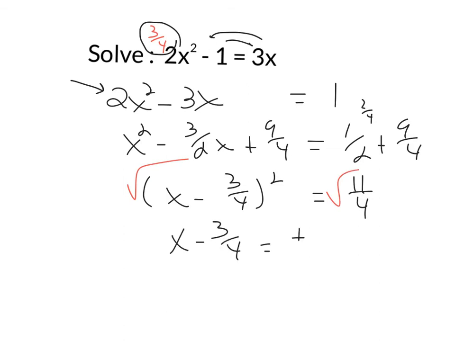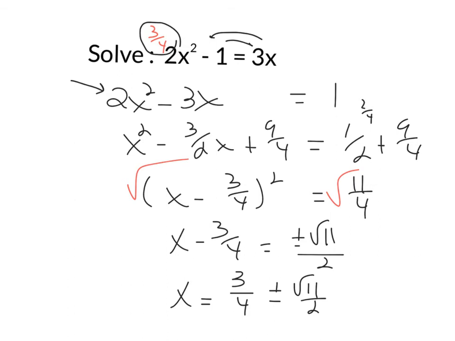On the right-hand side, don't forget your plus or minus, square root of 11. Now, I don't know the square root of 11, but I do know the square root of 4 is 2. So my solution is going to be move the 3/4 over, 3/4 plus or minus the square root of 11 over 2. And that's all there is to it.